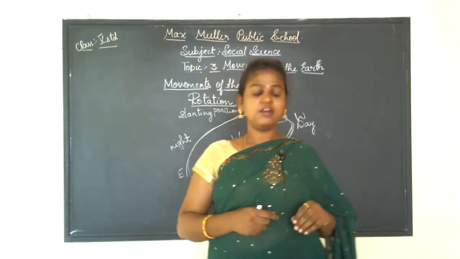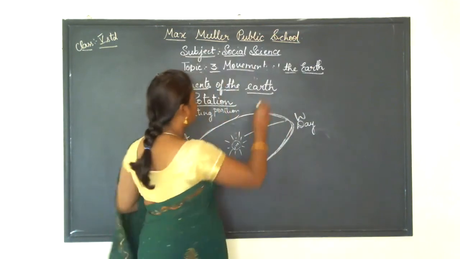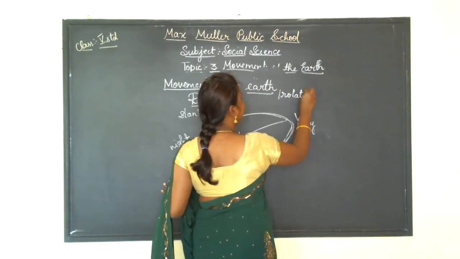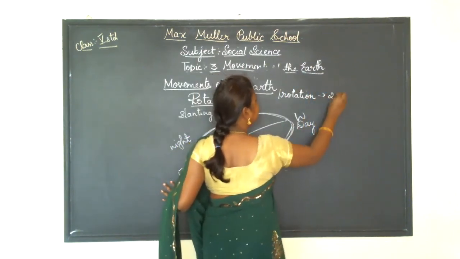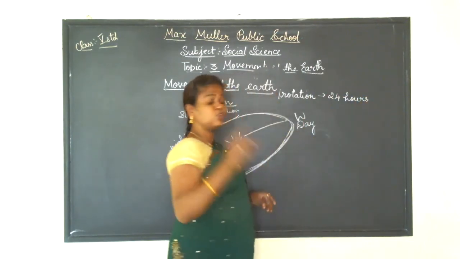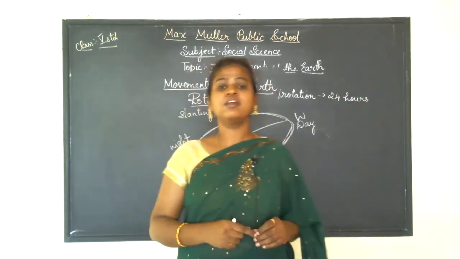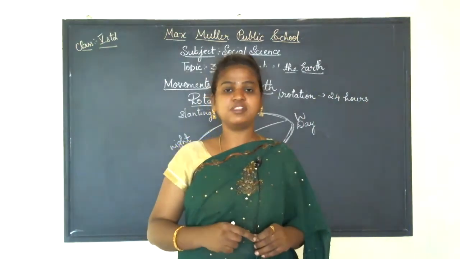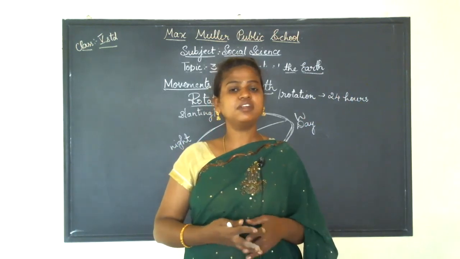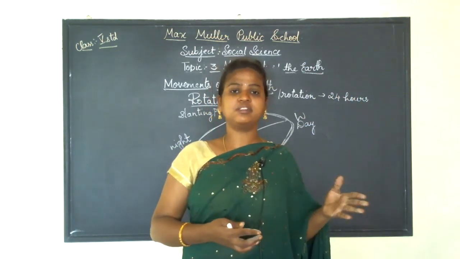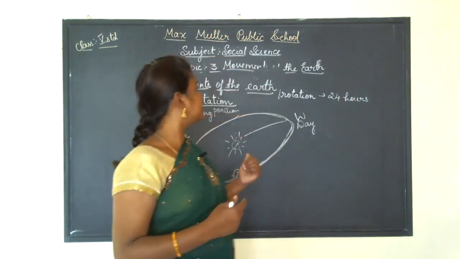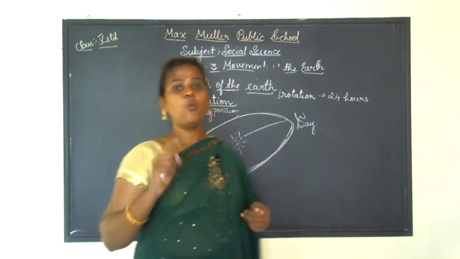So here, what happens? The time taken for one rotation will be 24 hours. To complete one rotation, you all know that there are 24 hours in a day. What do you mean by this 24 hours in a day? 24 hours in a day is nothing but 12 hours day and 12 hours night. So in the same way, even here the earth rotation is taking 24 hours to complete one rotation.